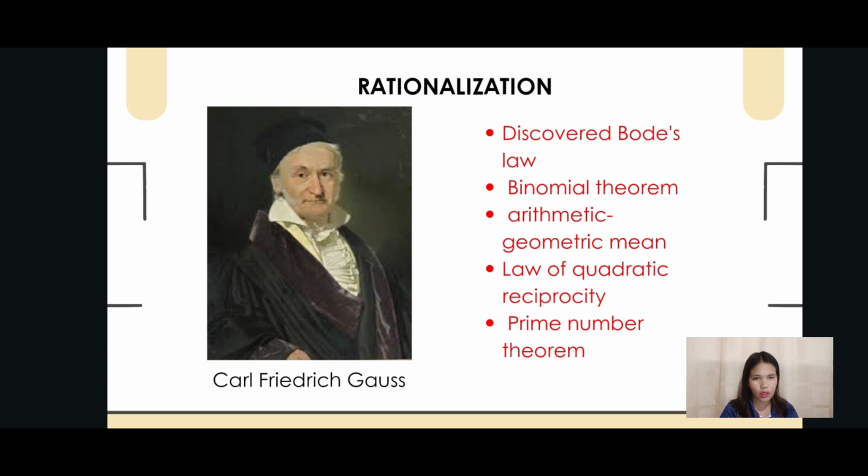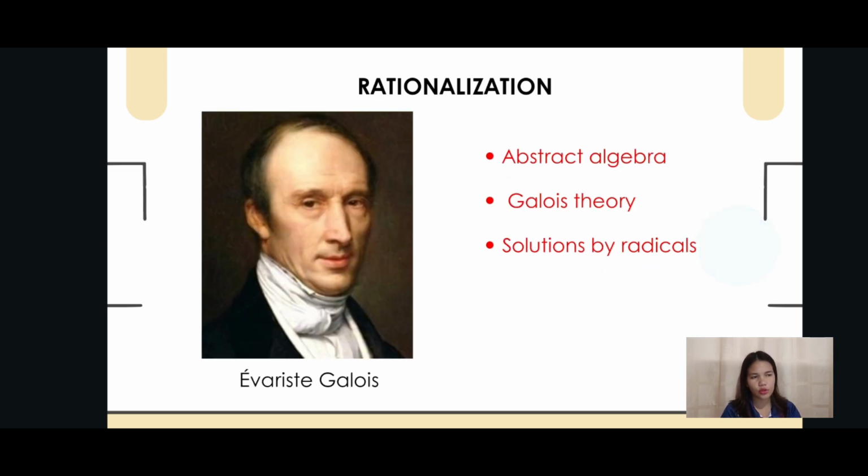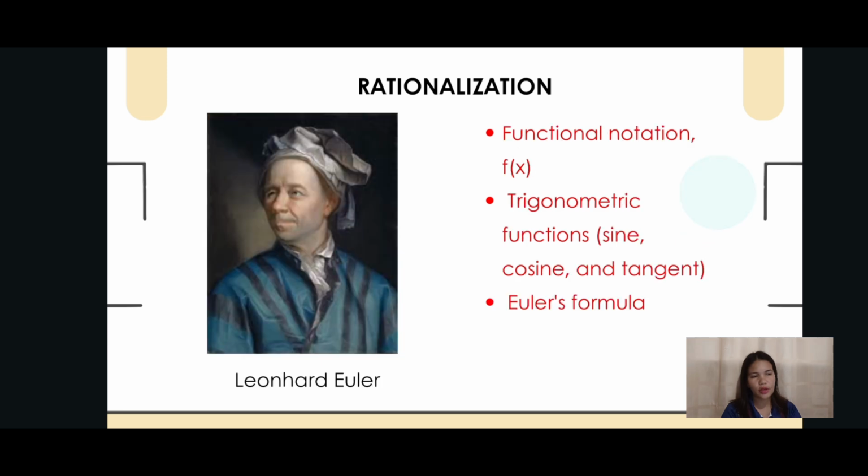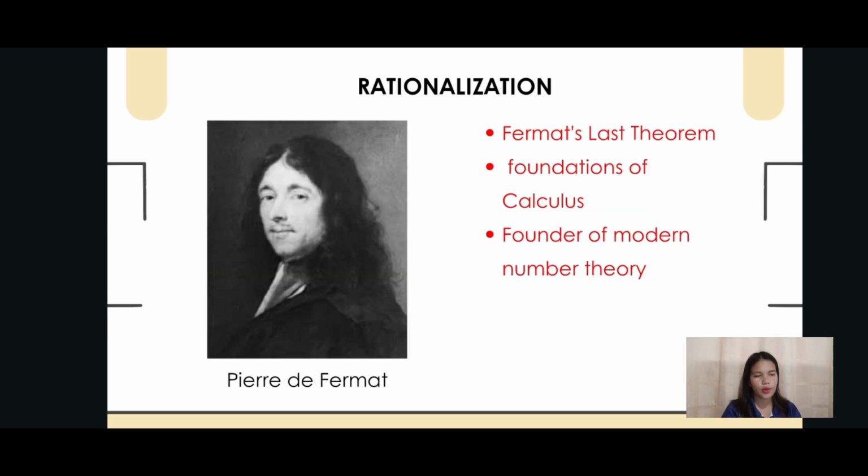We already know what he discovered: Bode's law, binomial theorem, arithmetic-geometric mean, law of quadratic reciprocity, prime number theorem. Évariste Galois introduced abstract algebra, Galois theory, and the solutions by radicals. Leonhard Euler introduced the functional notation f of x, trigonometric functions such as sine, cosine, and tangent, and he also invented Euler's formula. Pierre de Fermat introduced Fermat's last theorem.